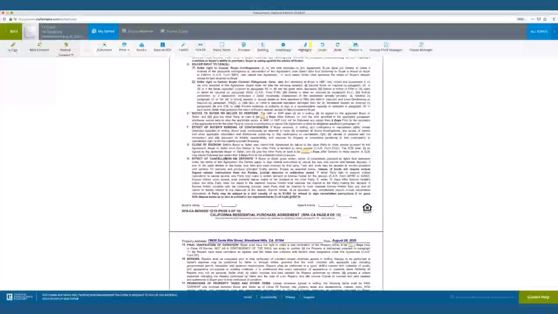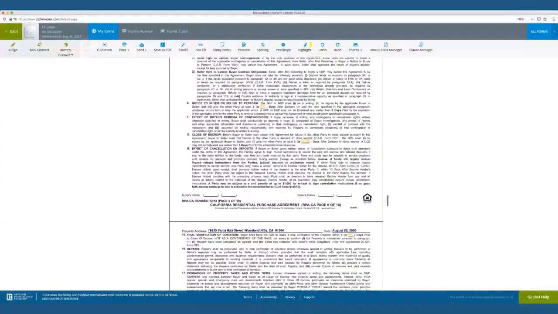Close of escrow. If parties are refusing to close escrow, there's a demand to close, and it works just like the notice to perform, except it's 3 days, not 2. So the effect of cancellation on deposits: if your buyer hasn't removed all his contingencies, he is welcome to cancel and is entitled to his deposit back. But if they've removed all contingencies and then cancel, there will most likely be an argument over the deposit. So that's that.